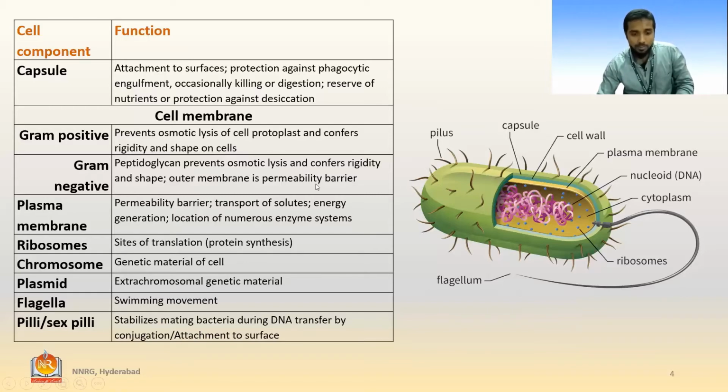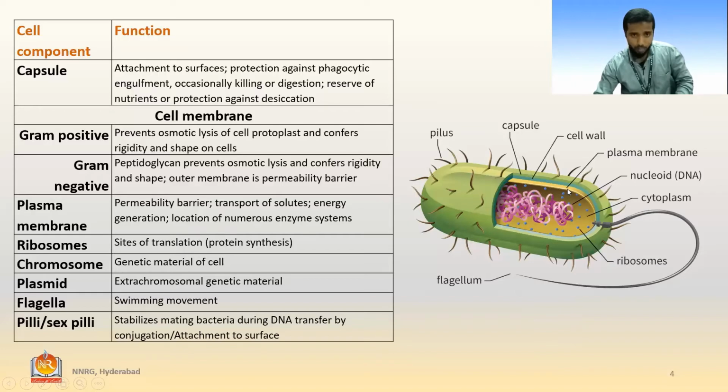Outer membrane is a permeability barrier. Let us consider this is one membrane and this is another membrane. These two are the outer membranes, okay? And in between will be a peptidoglycan layer, and this peptidoglycan layer provides rigidity, whereas this upper and lower layers help in osmosis or diffusion of various ions. Okay, next is the plasma membrane.